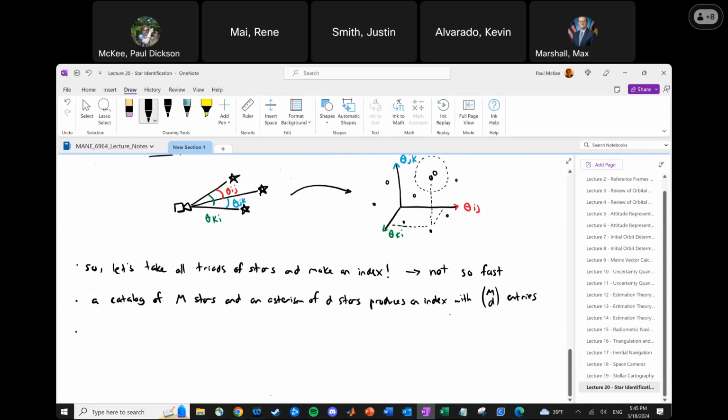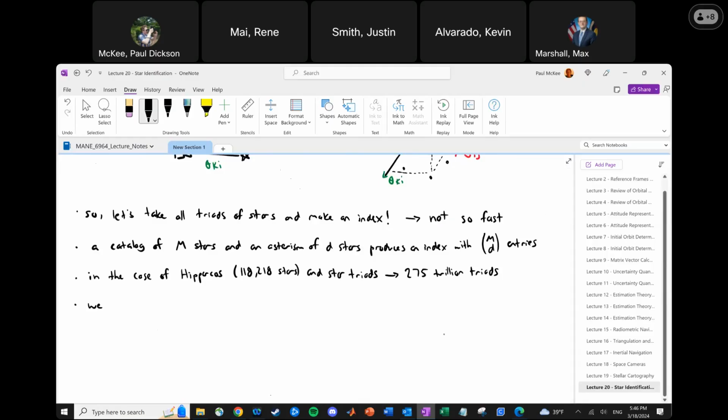So if we were to blindly take the entire Hipparcos catalog, which we talked about last class, which has 118,218 stars, and we're looking at all the star triads that we can produce, that is 275 trillion triads, which is clearly unreasonable, right? We need some way to pare that number down a little bit. So what can we do? We don't need to consider every star in the Hipparcos catalog, right? We don't have to consider every star in the catalog.